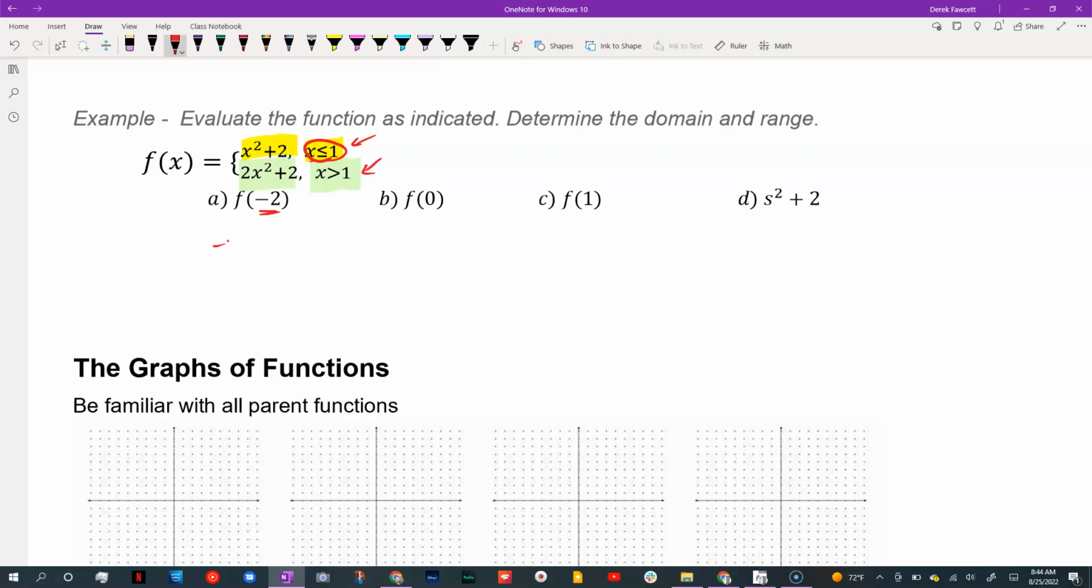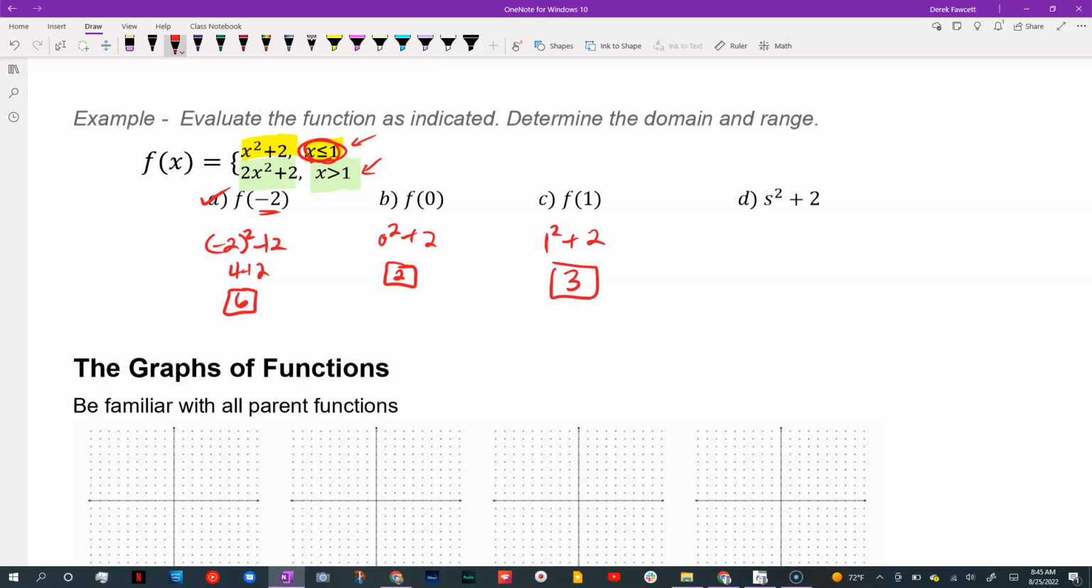So it's going to be -2 squared plus 2. That's going to be 4 plus 2. It's going to be 6. Okay. And then on B, we're also going to be using the first one because it's a value that is less than or equal to 1. So it'd be 0 squared plus 2, which is just 2. And we're also on this one going to be using the first one because it's equal to 1. And it would be 1 squared plus 2. And so then that would be just a total of 3.